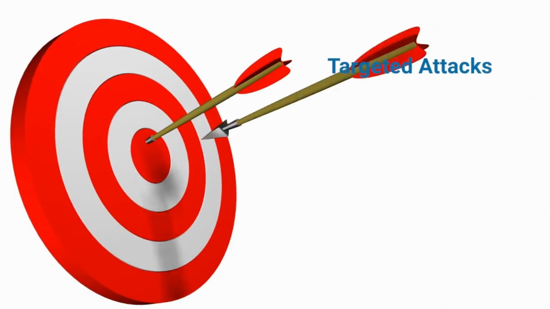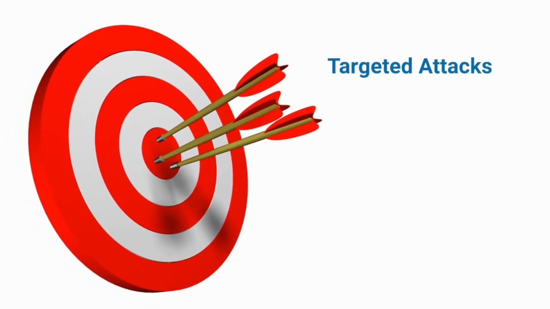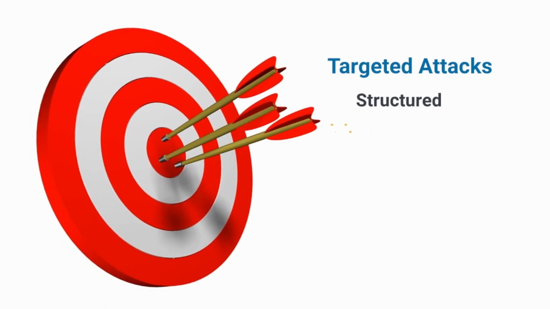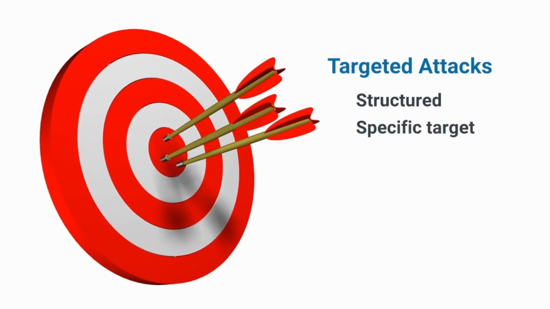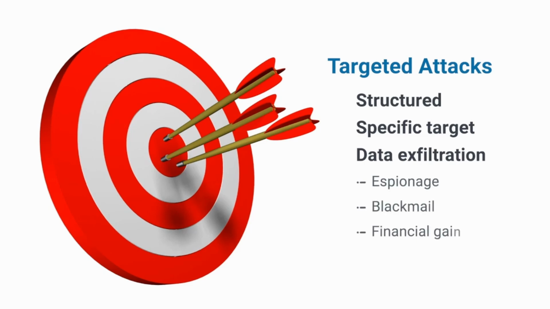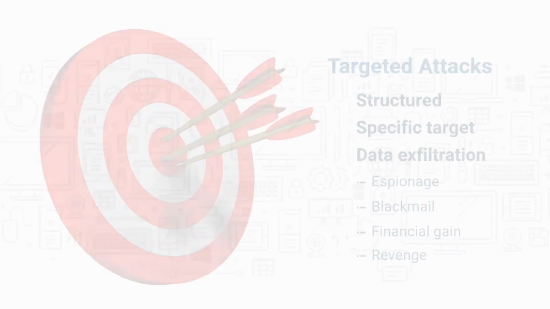A targeted attack, on the other hand, is much more dangerous and difficult to defeat. A targeted attack is structured and focused on a specific organization or person. The motivation for a targeted attack is data exfiltration. The data is often used for other purposes, such as espionage, blackmail, financial gain, or revenge. Now, let's look at different threat actors.